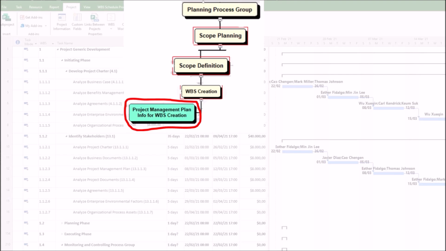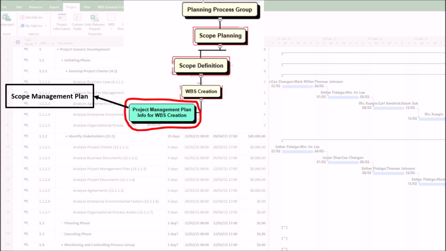The first input to the Create WBS process is the Project Management Plan. But how important is the input of the Project Management Plan to the Create WBS process? The Project Management Plan (PMP) is a critical input to the Create Work Breakdown Structure (WBS) process because it provides the foundational guidelines and constraints that shape how the WBS is developed, and the reasons why the Project Management Plan is so important to the WBS creation process are presented now.